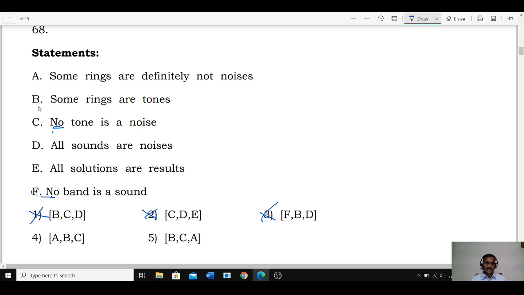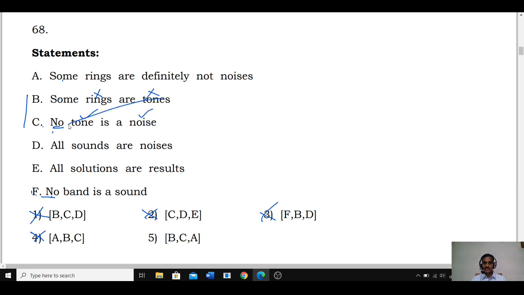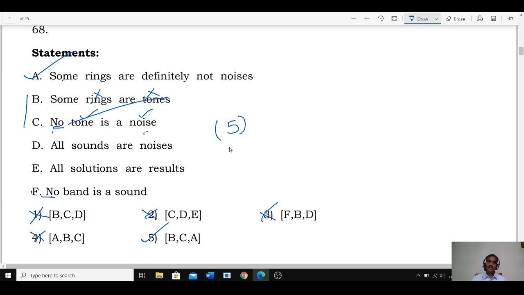A, B and C. Now C is what? C is "no". Here "no" cannot come from "some not"; "some not" comes from "no", but "no" cannot come from "some not". And this is also ruled out. And finally B, C and A. If you check out here, these two are the statements. Some rings are tones, cross and cross; no tone is a noise, tick and tick. The middle term is distributed, so the conclusion lies between these two. Some rings are not noises, definitely right. Hence what is your answer? Choice 5 is the answer. Clear? Even if you draw the diagram, you will get the same answer.